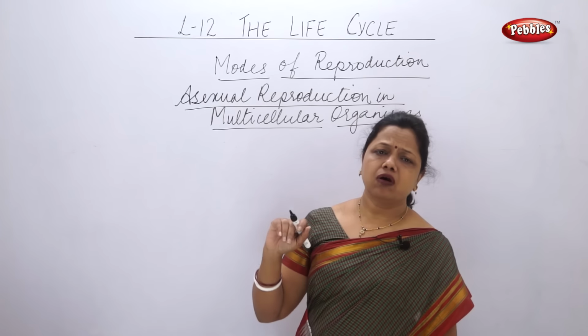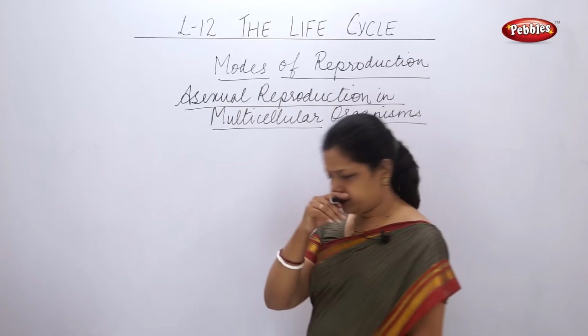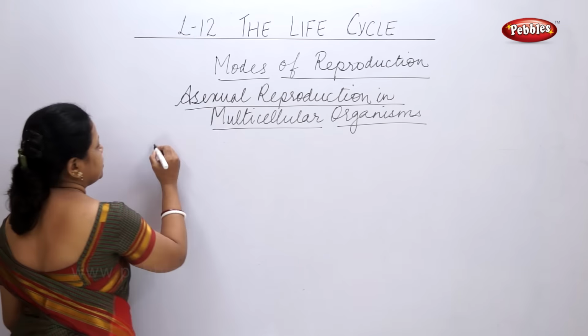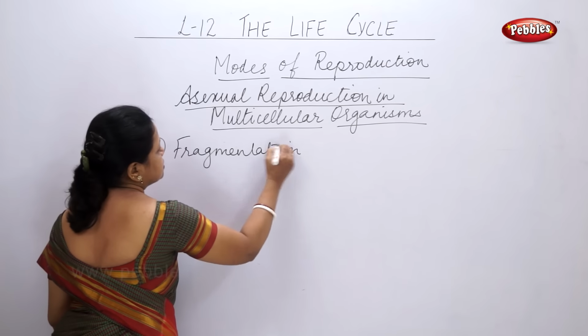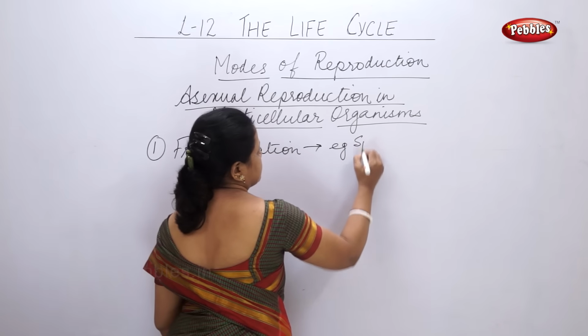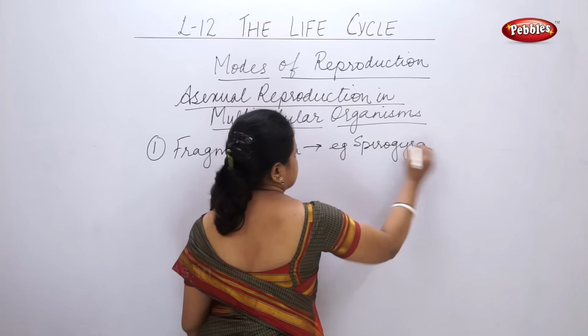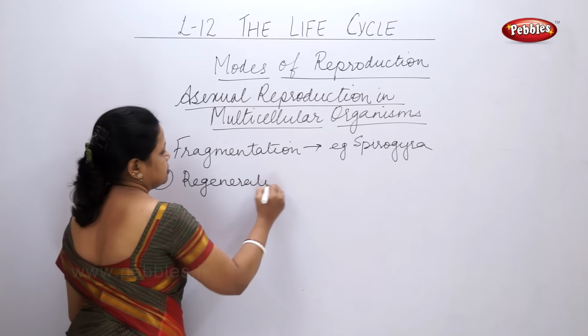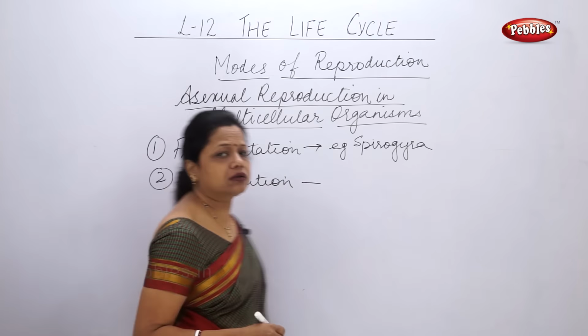So what are the various ways of asexual reproduction in multicellular organism? Now we are still talking about asexual reproduction. So there are some of the ways I'll just mention. First is fragmentation. Now fragmentation is basically seen in Spirogyra. Okay, then second we are going to see is regeneration. Now regeneration, actually we cannot call it an asexual reproduction, but in some animals when the parts get broken, they can grow into a new part. So we are considering it as one of the methods of asexual reproduction. Example you can say is planaria.